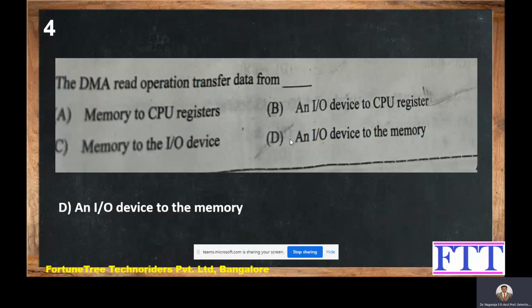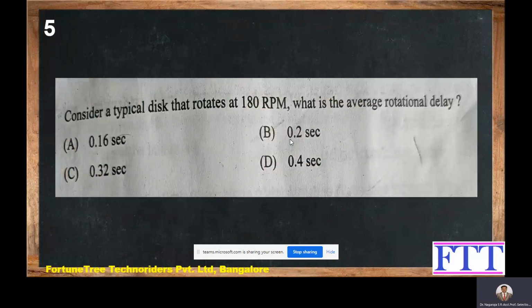So fifth one, consider a typical disk that rotates at 180 RPM. What is the average rotational delay? Option A, 0.16 second, option B, 0.2 seconds, option C, 0.32 second, option D, 0.4 second. So right option is option B, 0.2 seconds.